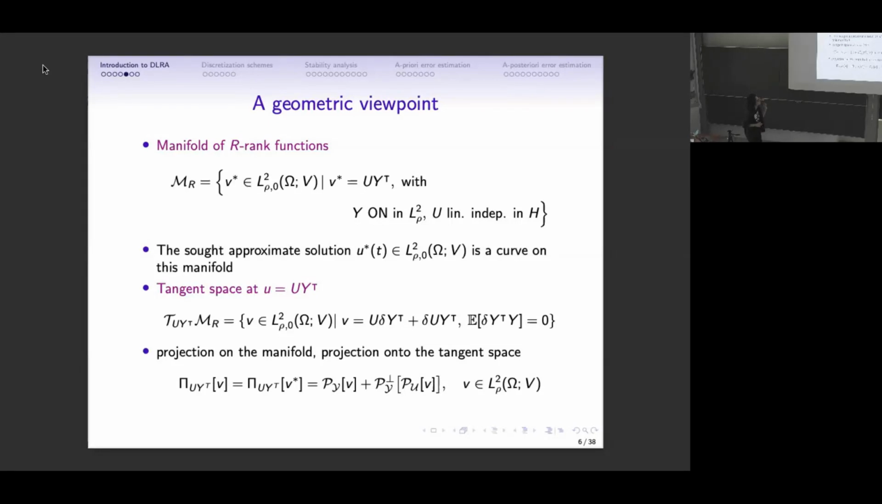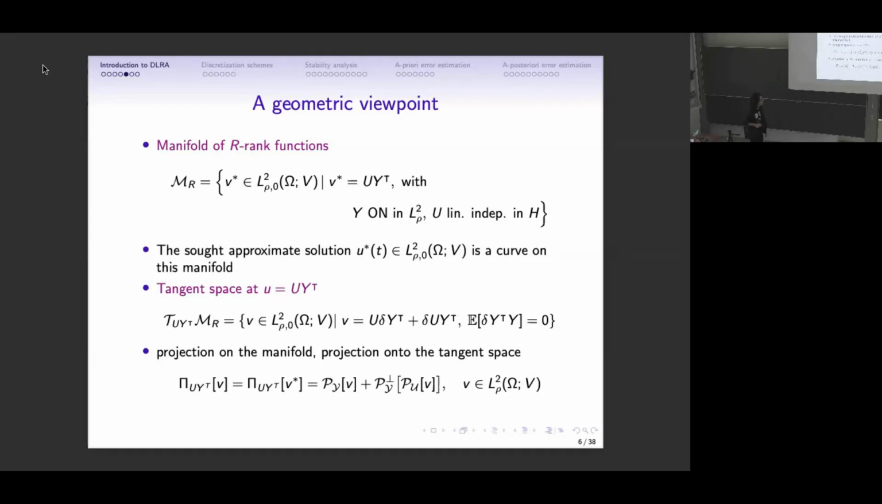Now here I have it set up with the mean value put away, so all of these notions are in the zero mean setting, but that's just a detail. And then we have an easy expression for the tangent space at a certain point, and we also have an easy interpretation for the projection on the manifold, and also for the projection on the tangent space. So this is the formula for the projection on the tangent space. I point it out because we will use it later.